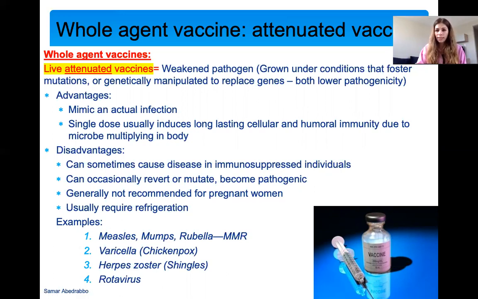refrigeration. The reason why this is a disadvantage is because you can imagine this is another layer of cost in keeping the vaccine working. So examples of live attenuated vaccines are the MMR vaccine, which has multiple components, the varicella vaccine, shingles vaccine, and rotavirus vaccines. These are all live attenuated vaccines.